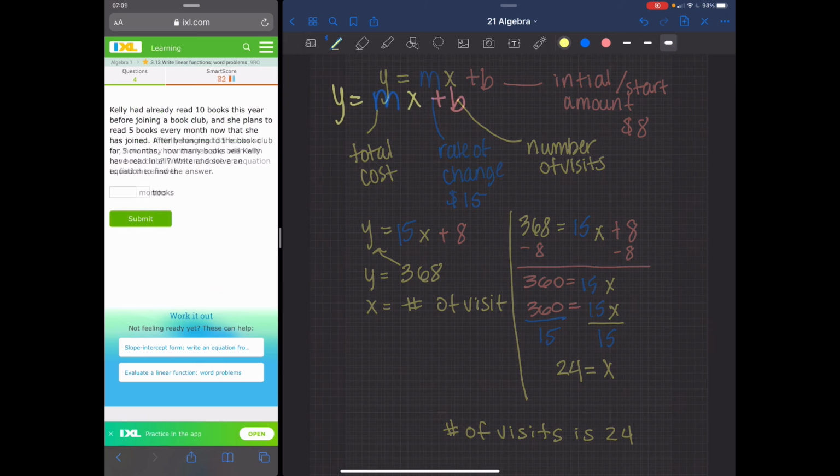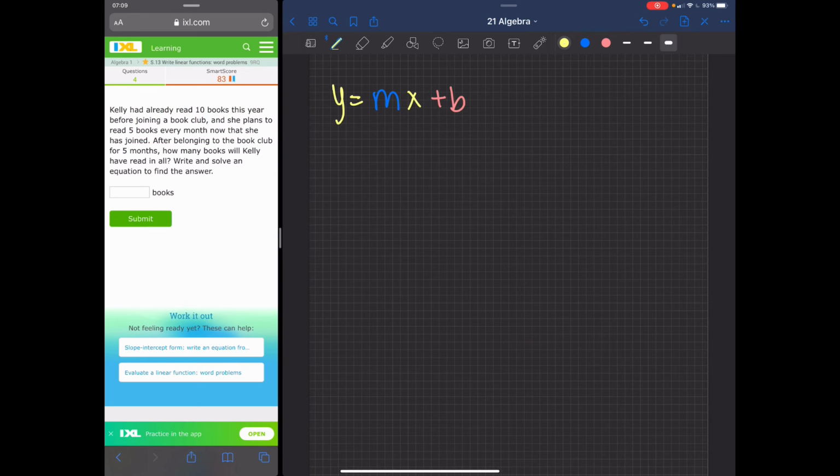Submit. Kelly read 10 books this year before joining a book club, and she plans to read 5 books each month now that she has joined. After belonging to the book club for 5 months, how many books will Kelly have read in all? Write and solve an equation to find the answer. So slope-intercept form again. I know that B is going to be my initial amount, or my starting amount. And in this case, she read 10 books. We also know that the rate of change, because she plans to read 5 books every month, is going to be 5. So 5 is the rate of change.